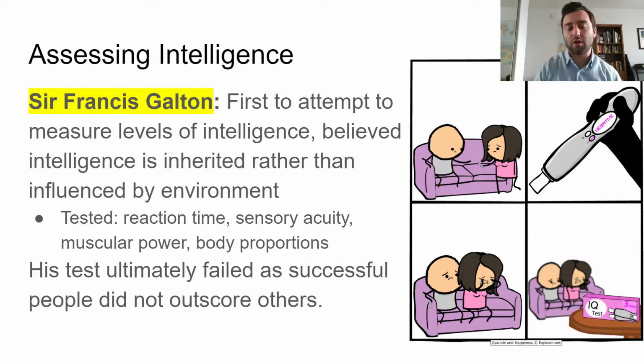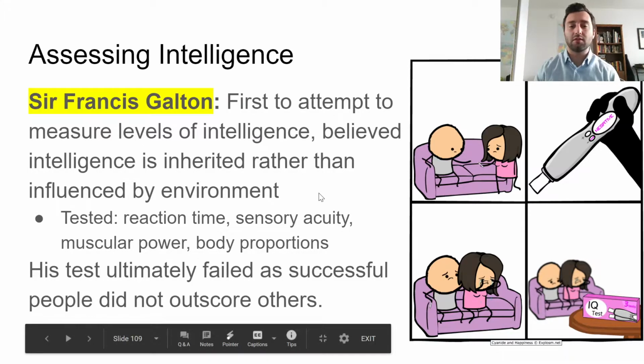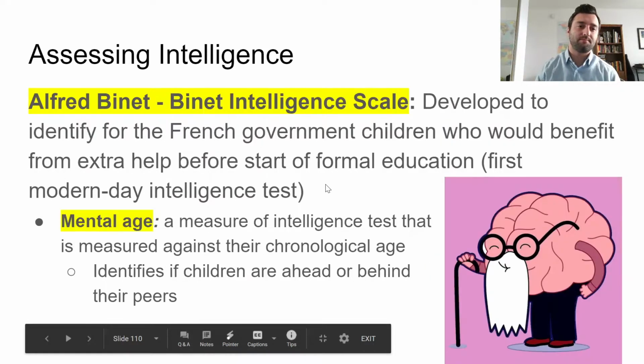So it probably makes good sense to you that having a proportional body or a lot of muscular power doesn't necessarily have anything to do with your ability to succeed, for most people at least, in the world. Same thing with reaction time or sensory acuity, right? How well you see or how well you hear doesn't necessarily have anything to do with that ability. So at the end of the day, his test failed, and they moved on from there.